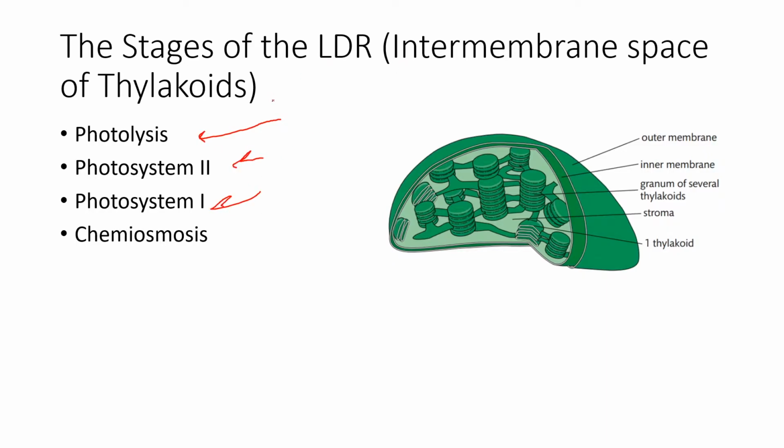Now, the light-dependent reaction occurs in the intermembrane space of the thylakoids. So if we look at the chloroplast over here, we can see that you have a granum of several thylakoids, which is just a stack, and a thylakoid is a singular one.